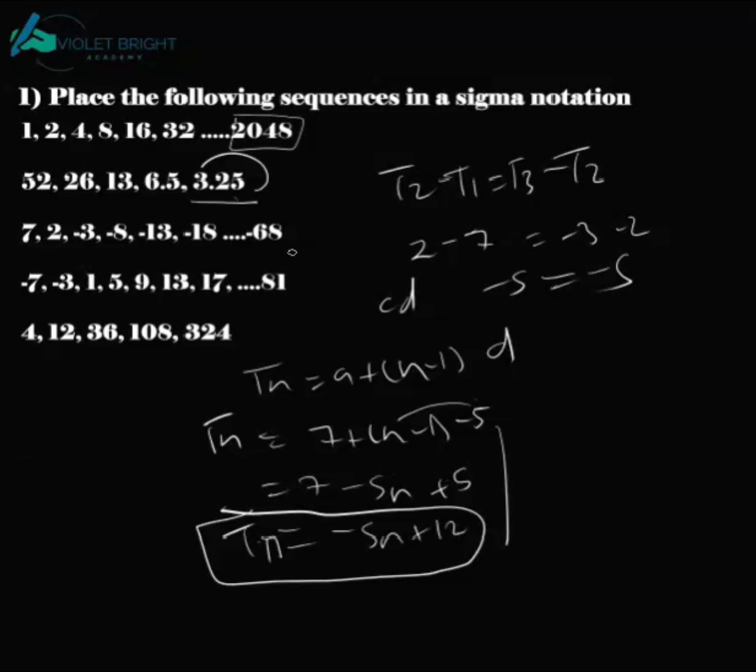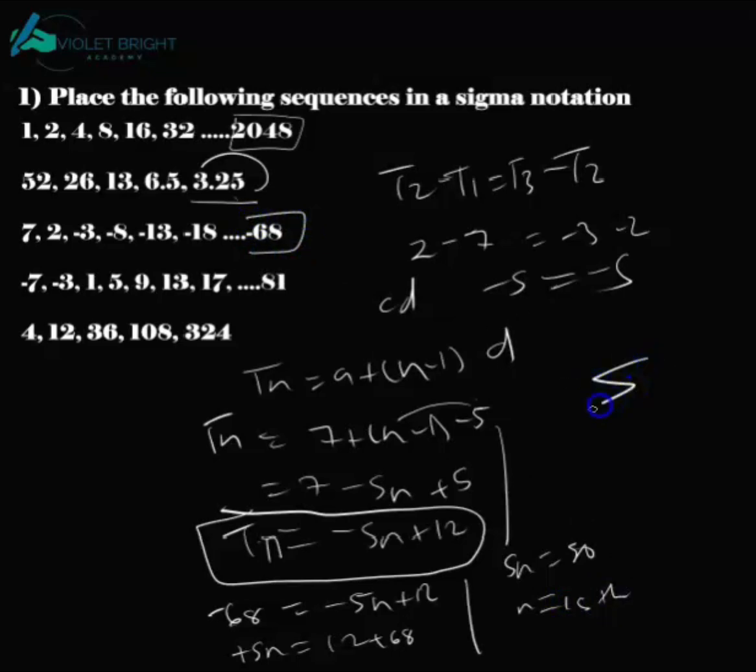So let's check the last term of the sequence. It's negative 68. We have negative 5n plus 12. Take this 12 to the other side. Let me just take this to the other side, and 12 plus 68. So it's 5n equals 12 plus 68, which gives us 80. Then divide that by 5. It's 16, so n is 16. So this is the 16th term in the sequence.